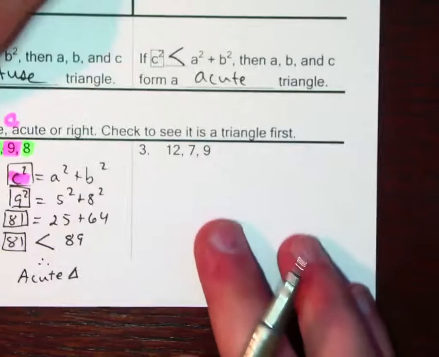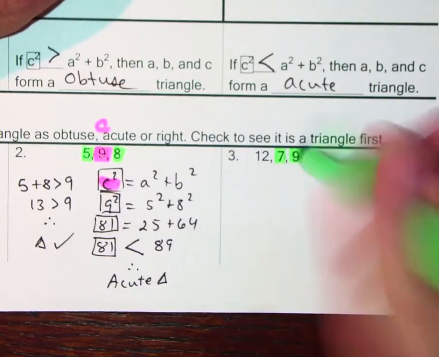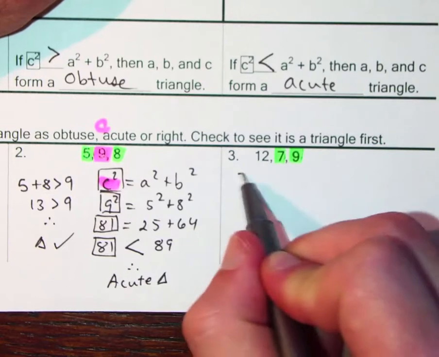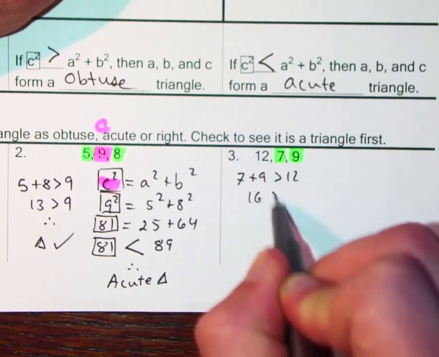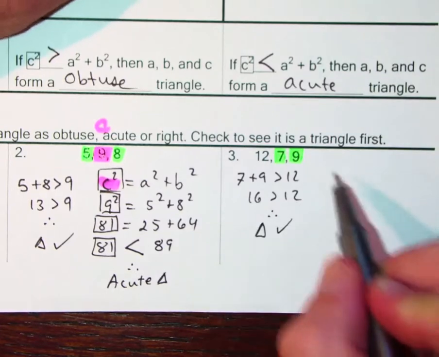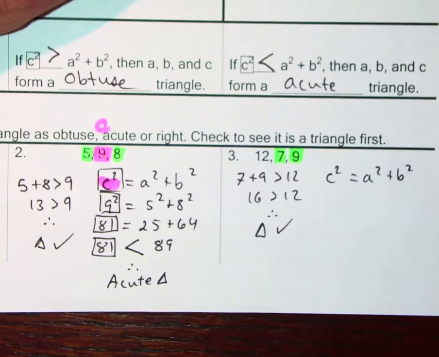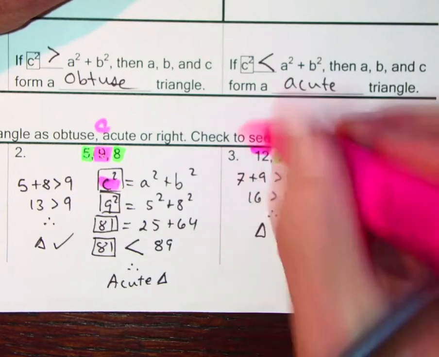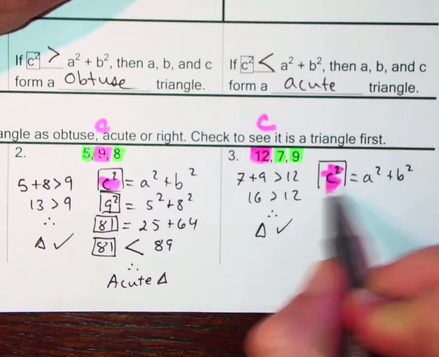Okay, last one. Again, feel free to hit pause and try it out. All right, here I go. Looking for my two smallest. Need to make sure this is a triangle first. All right, it is a triangle. And now I'm going to go off to the side. C squared equals A squared plus B squared. Okay, this is my longest side. That's my C. I'm going to keep an eye on this.